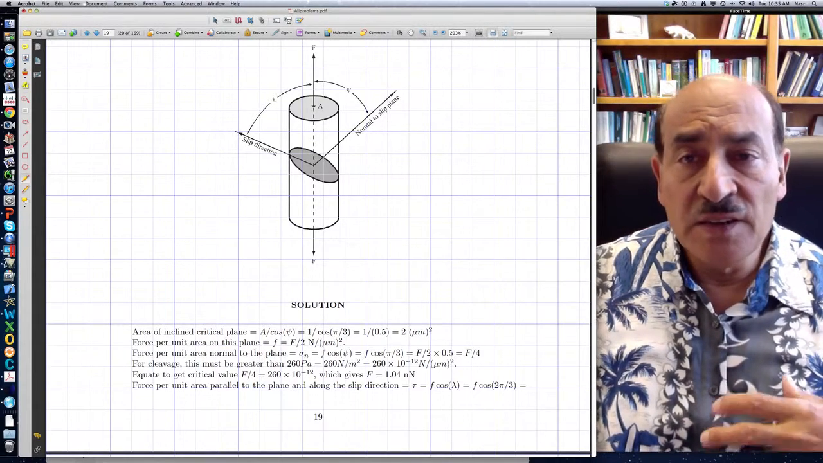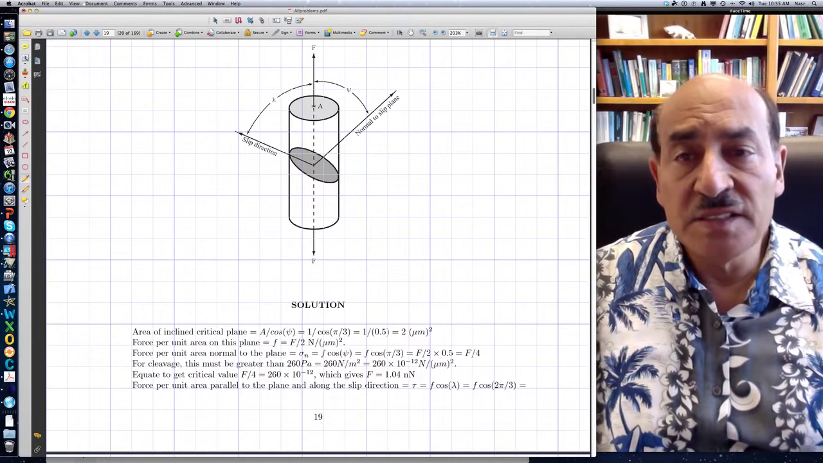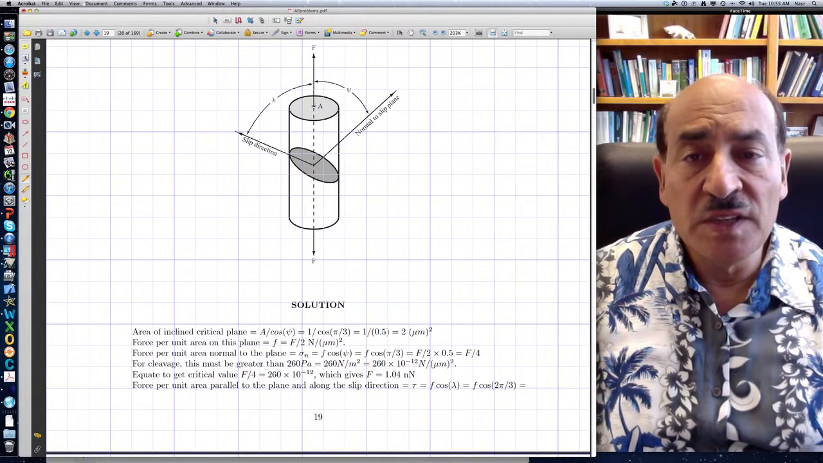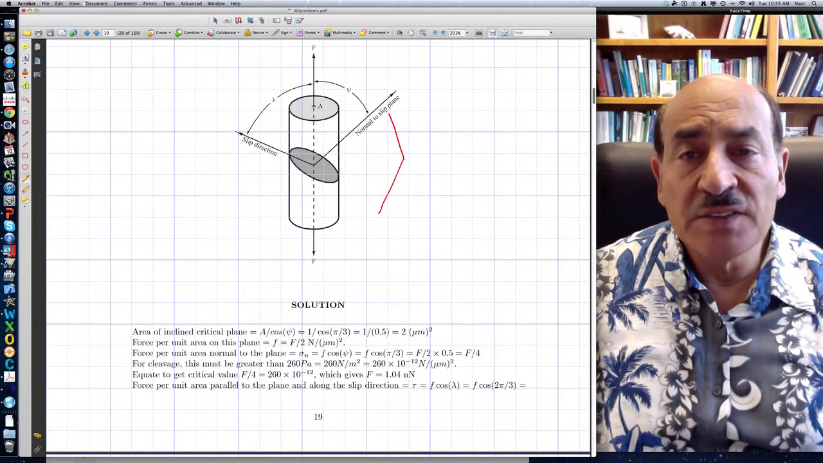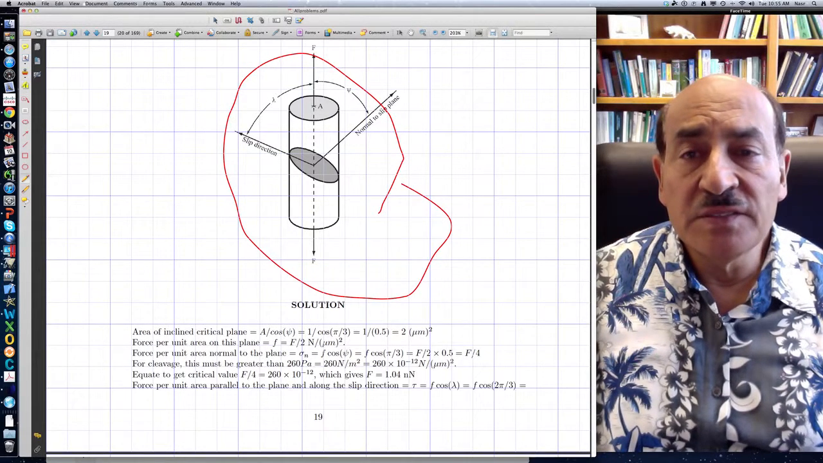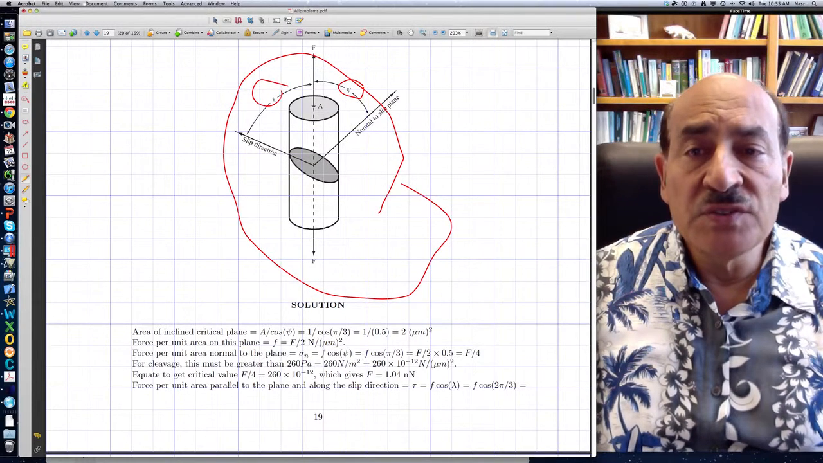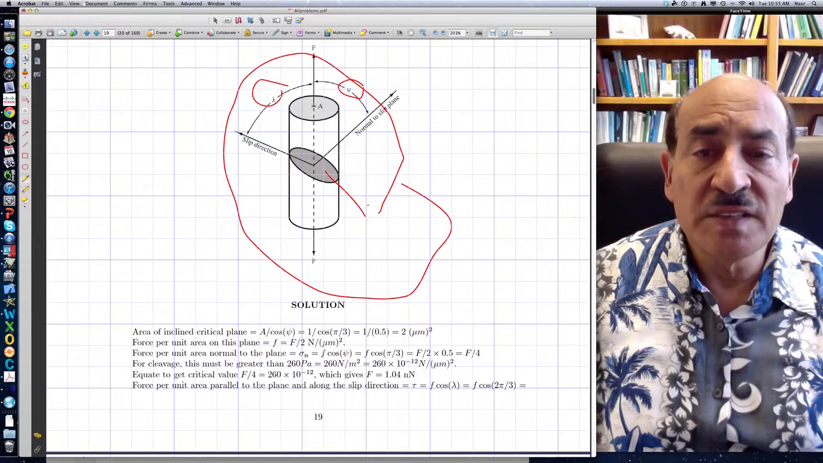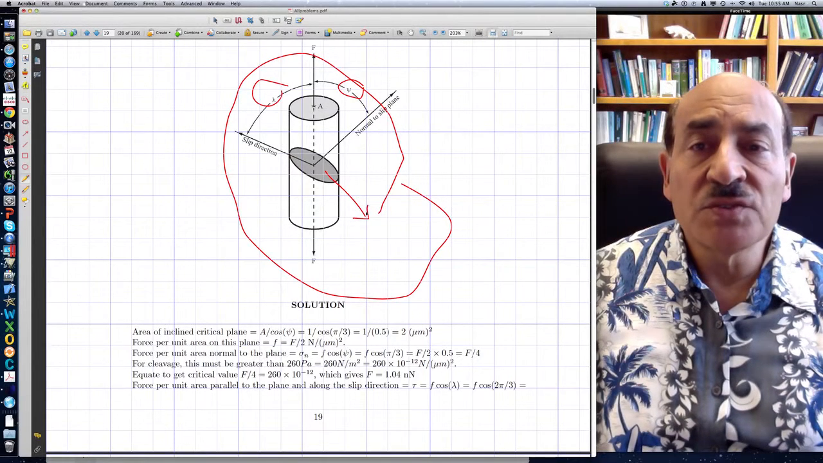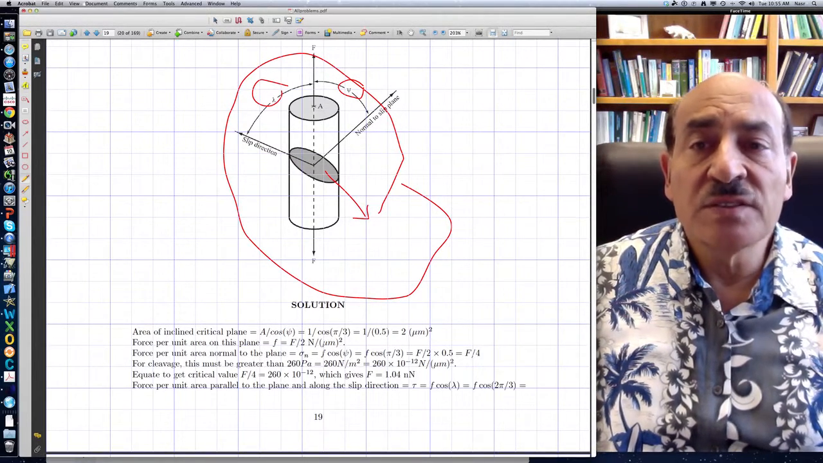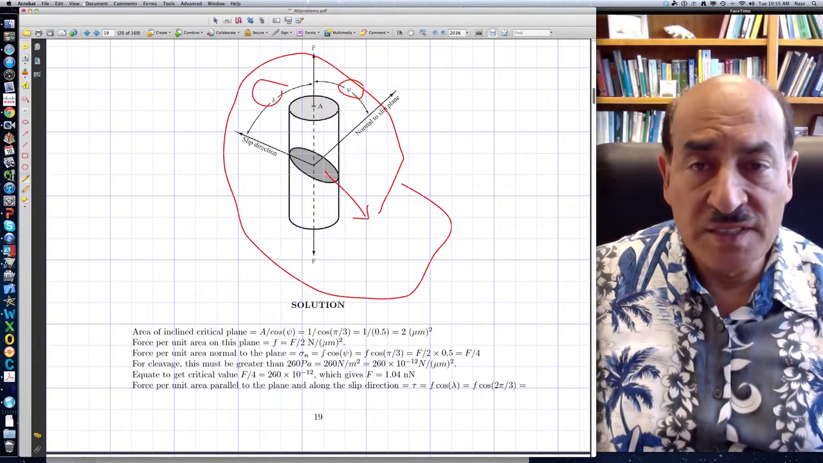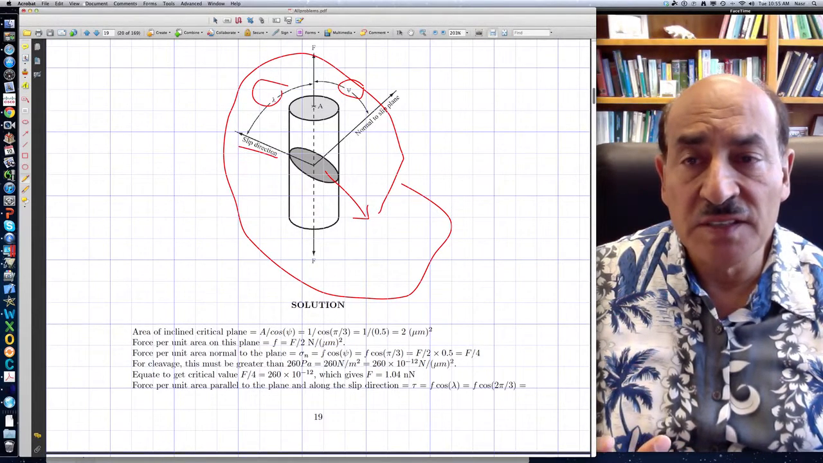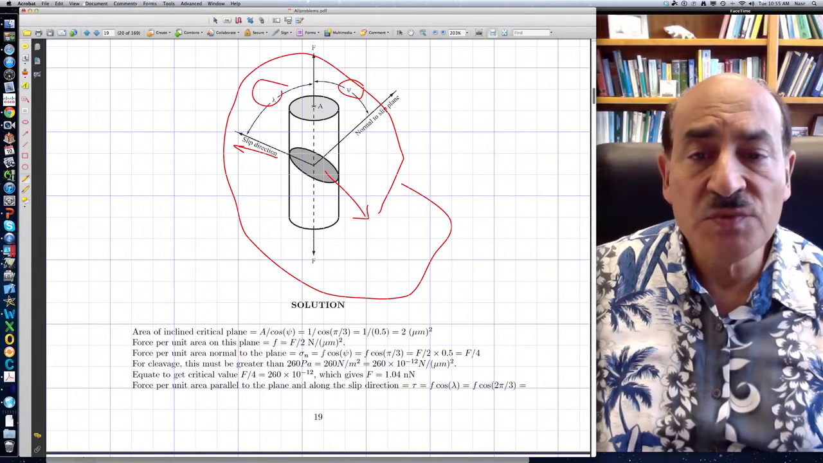So all of what I'm talking about here is that you have two types of problems. One type is that you have a cylinder, very well defined, and you have two angles, lambda and psi, and from those you can obtain the normal stress on any given plane, and also the shear stress on that plane. Notice that the shear has to be along a given direction, the slip direction. So this is one type of problem.